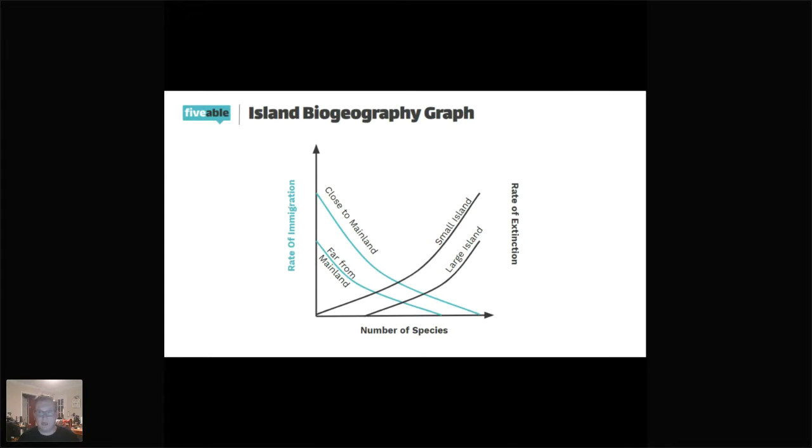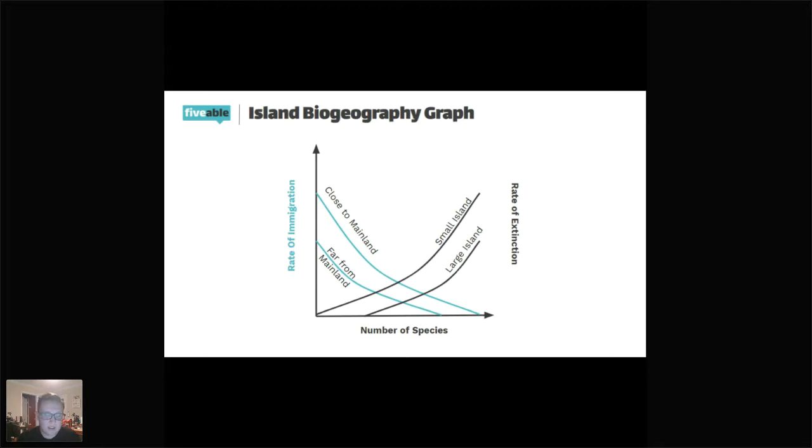And this is where this chart comes in handy. Which one has the highest rate of immigration, which is close to the mainland? That's what we're going to want to go with. The rate of extinction, see, this is the small and large island. So this is the extinction rate. We want to look at that, and we want to see the immigration rate.